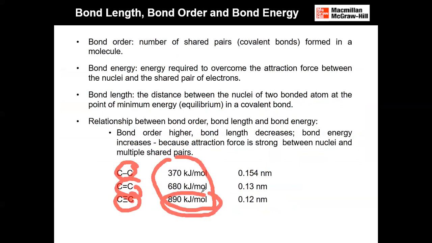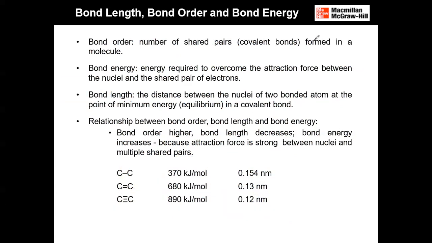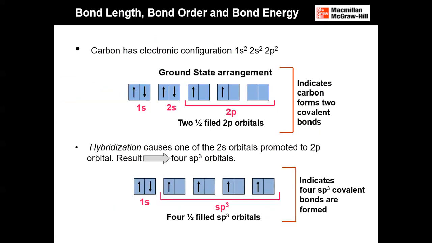Here we have the triple bond, double bond, and single bond. More energy is needed if you want to break the triple bond rather than the single and double bond. And the bond length is very short, because it is reasonable, right?